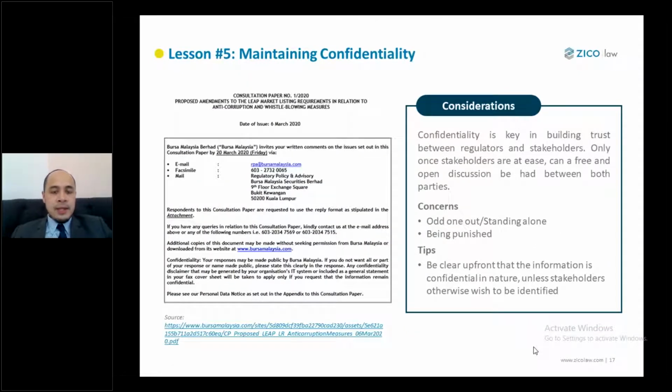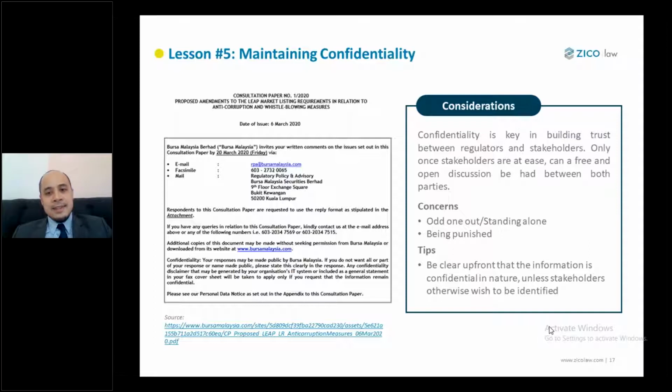Now, another lesson to think about is actually maintaining confidentiality. Maintaining confidentiality is an important requirement of the consultation session. Only when stakeholders feel at ease or trust can the conversation be free and open between the parties. Now, on the left is an example of confidentiality language that is used in most consultation documents. This one I got from the Bursa Malaysia consultation document.